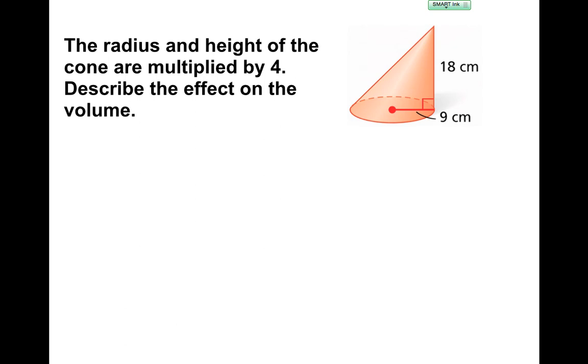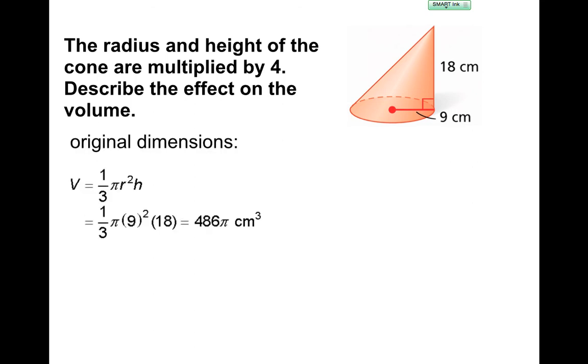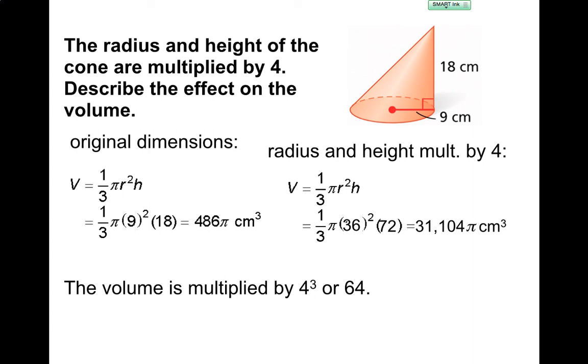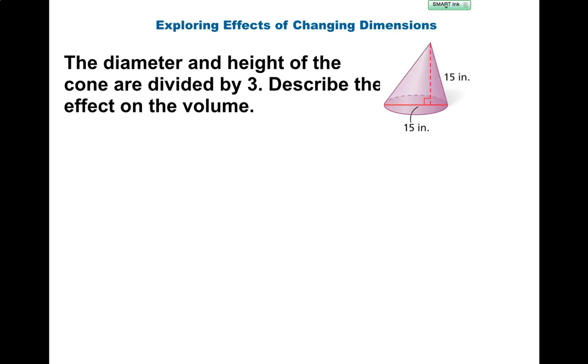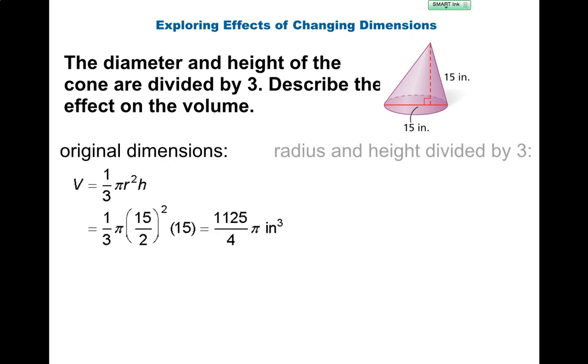Radius and height are multiplied by 4. What's going to happen to the volume? Multiplied by 64, which is 4 times 4 times 4, 4 cubed. And there's the proof to come up with it. If the diameter and the height are divided by 3, what's going to happen to the volume? Divided by 27, or divided by 3 cubed, 3 times 3 times 3. So divided by 27.